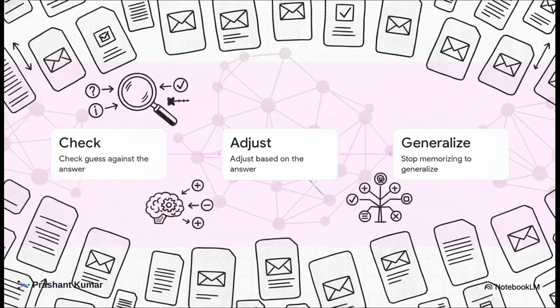You can think of it exactly like studying with flashcards. The front of the card holds the email, and the back holds the answer. The model rapidly cycles through thousands of these cards. It makes a guess, checks it against the answer on the back, adjusts its internal logic, and then tries again. It repeats this process over and over until it stops just memorizing things and actually generalizes the rules.